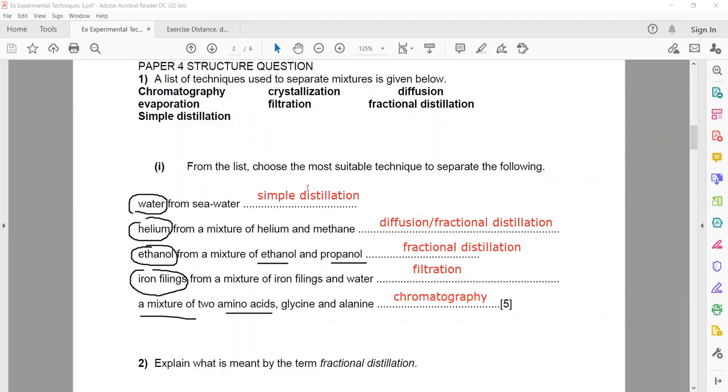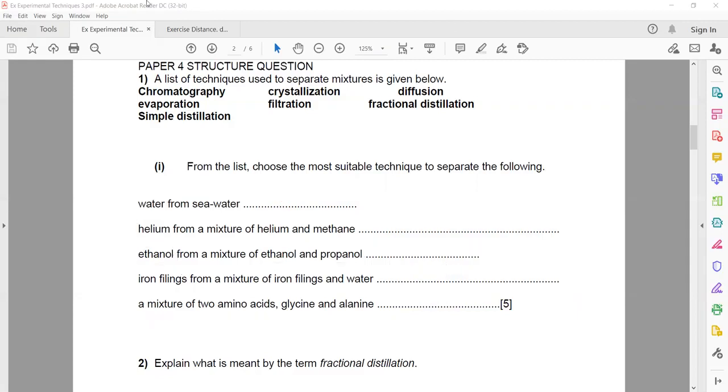Is it clear? Question 1, anyone having a doubt? So water from seawater, we use simple distillation. Mixture of gases, we use diffusion or fractional distillation. Alcohols are mixed together, we use fractional distillation. Iron filings are insoluble in water, so we can filter them out. And a mixture of amino acids, we can use chromatography.